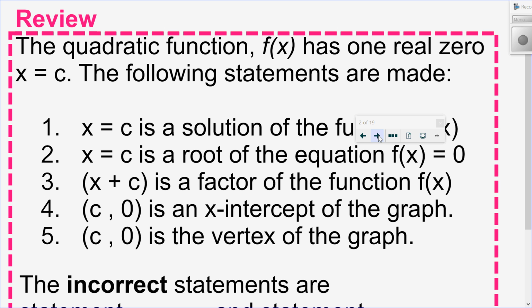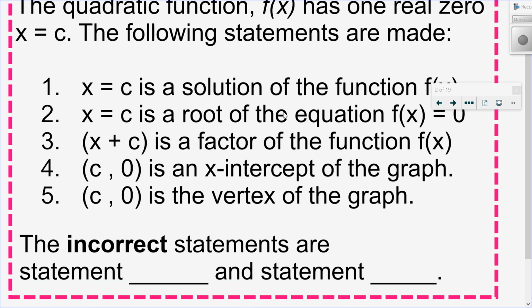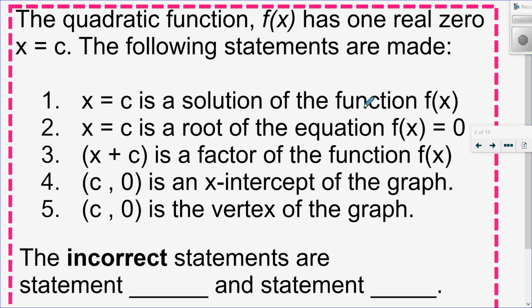Okay, in this example here, we have a quadratic function f of x, and it has one real 0, and that 0 is x equal to c. So the following statements are made about this, and we have to determine which ones are true or false. Statement number 1, x equal to c is a solution of the function f of x. So if it has a 0, the 0 is a solution. So this is true.